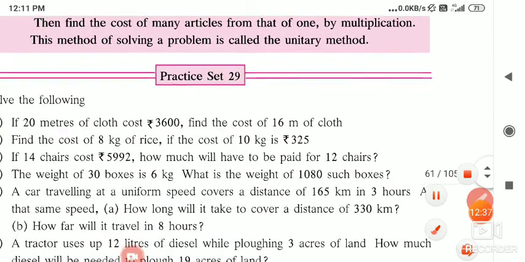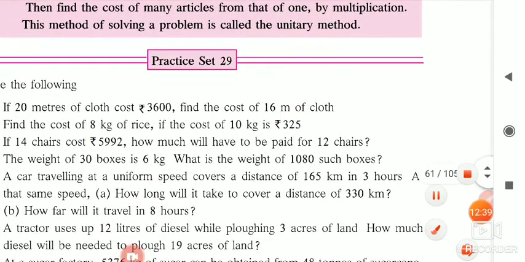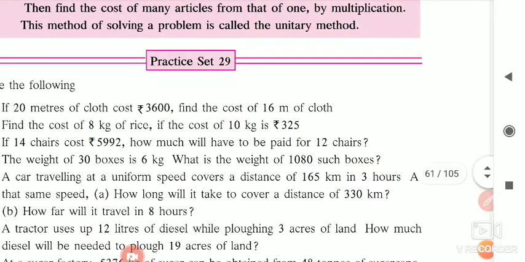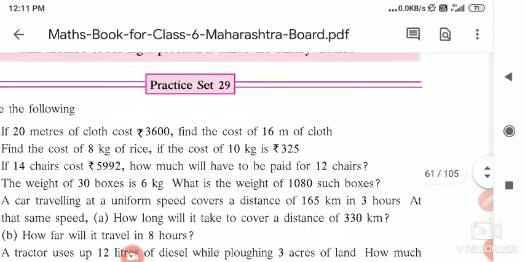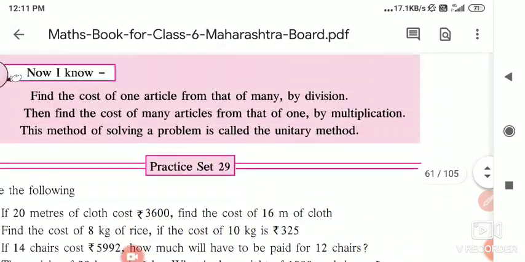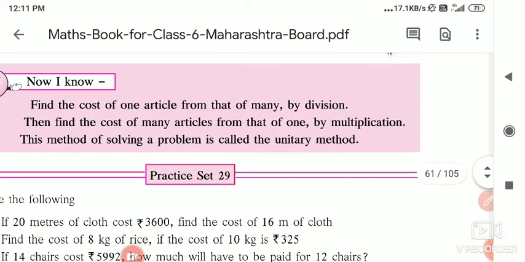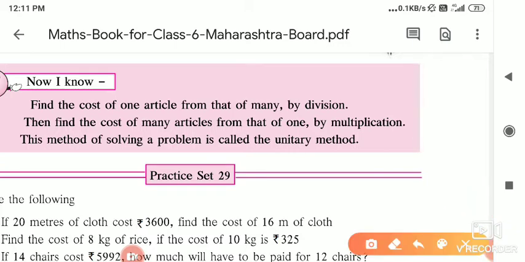In the second example, find the cost of 8 kg rice if the cost of 10 kg rice is equal to 325. It is also a very easy example. First of all we will find the cost of 1 kg of rice.